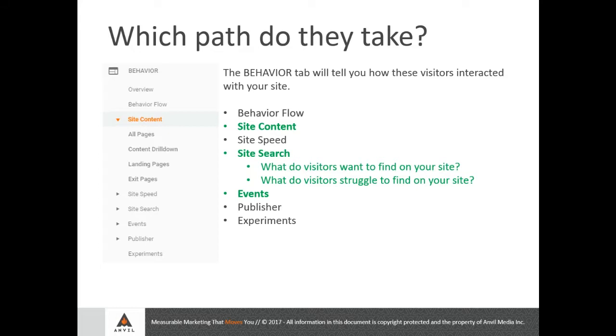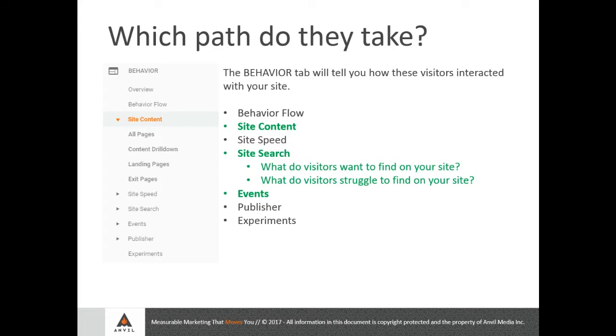Two other elements I want to point out in the behavior tab are site search. Site search is really important, especially for e-commerce sites, but even for informational or service sites, because visitors are telling you two things. They're telling you what they want to find on your site. And this could be a product that you might want to carry that people are showing a strong interest in. But even more importantly, it's going to show you what visitors are struggling to find on your site.